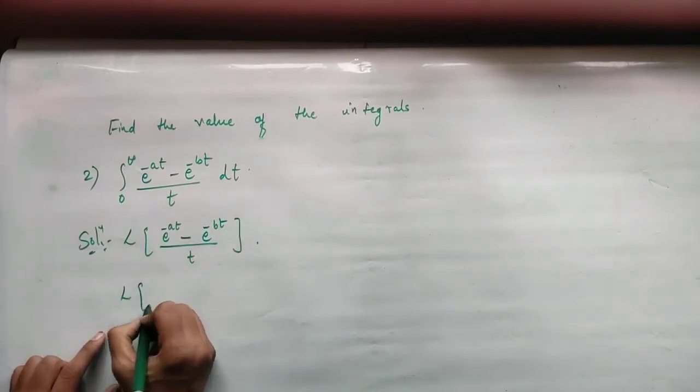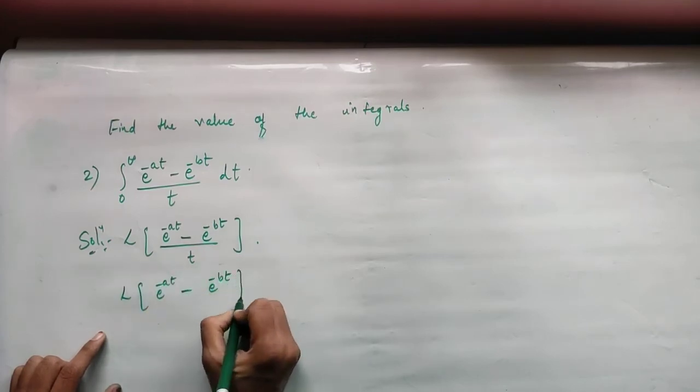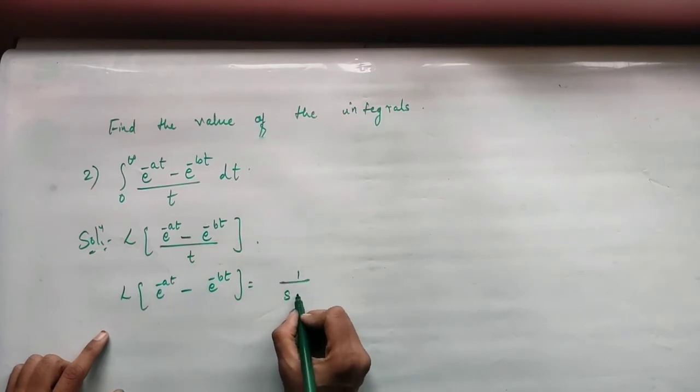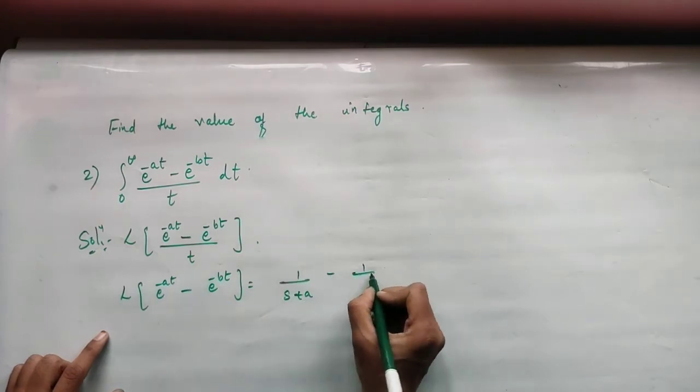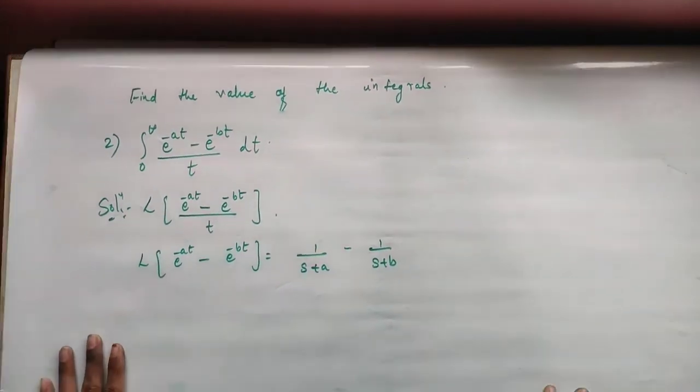Okay, now tell me what is the Laplace transform of e to the power minus at minus e to the power minus bt. It is first the Laplace transform of e to the power minus at. It is 1 divided by s plus a minus 1 divided by s plus b. Is it? Okay.